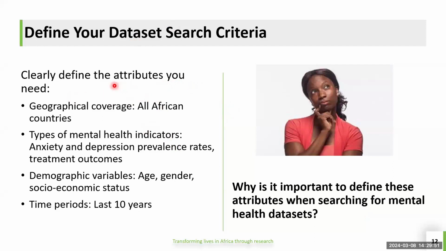So I think I was at the point where I was just recapping on some of the key attributes to include. But as I said before, this can be expanded to make your search more focused. So all African countries in this instance, anxiety and depression, psychosis, I guess, age, gender, and socioeconomic status, and then also period of time. So I'm putting 10 years there as an example.